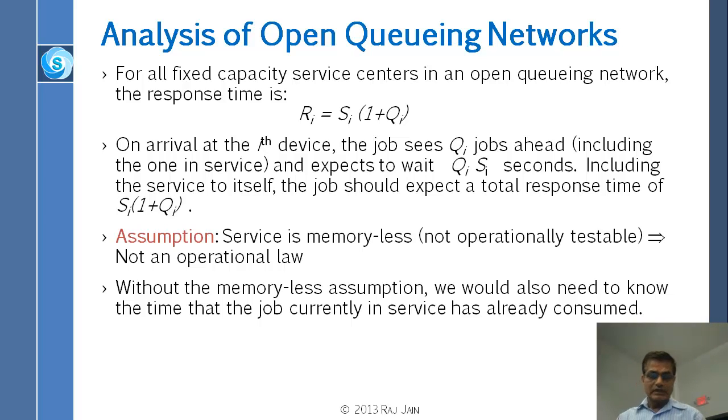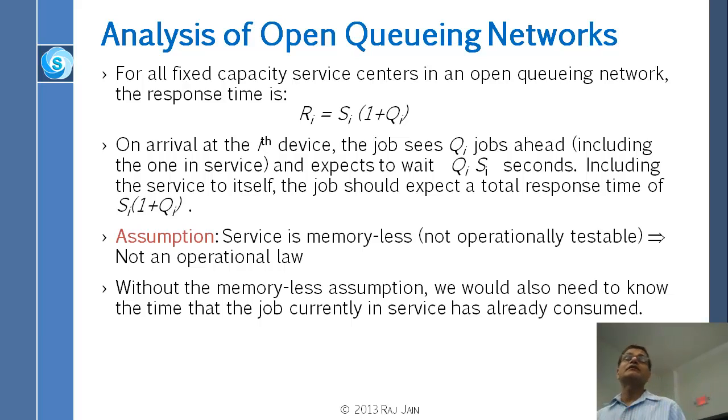So there are many queues, and when the user comes in, the queue at the device i is Qi, and therefore its response time would be 1 plus Qi times Si. So the service is memoryless. This is the thing that the authors of MVA wrote down, and actually this is very well used. But the thing is, this is assuming lots of things which cannot be tested.